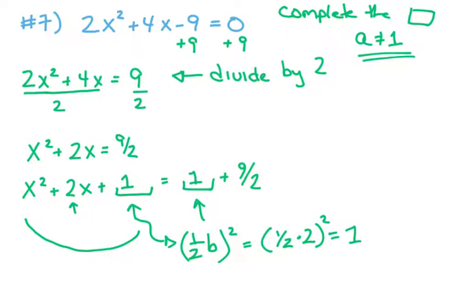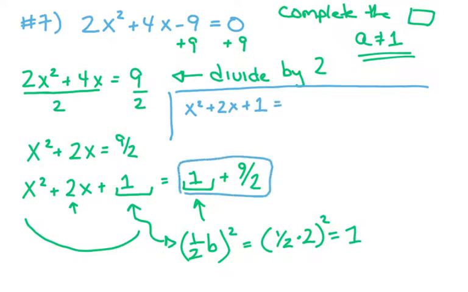So now, what am I looking at? Let's go up here. I have x squared plus 2x plus 1 equals 1 plus 9/2. Now, I need to write that as one fraction. So isn't that, this is equivalent to 1. Getting a common denominator, this will be 11/2.